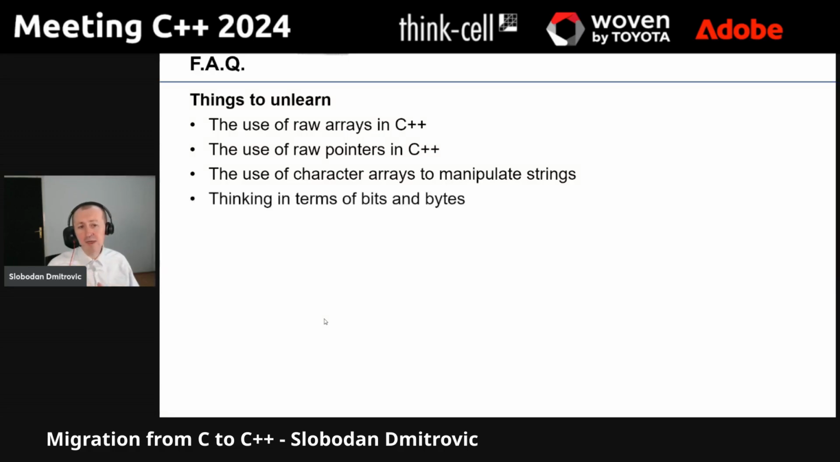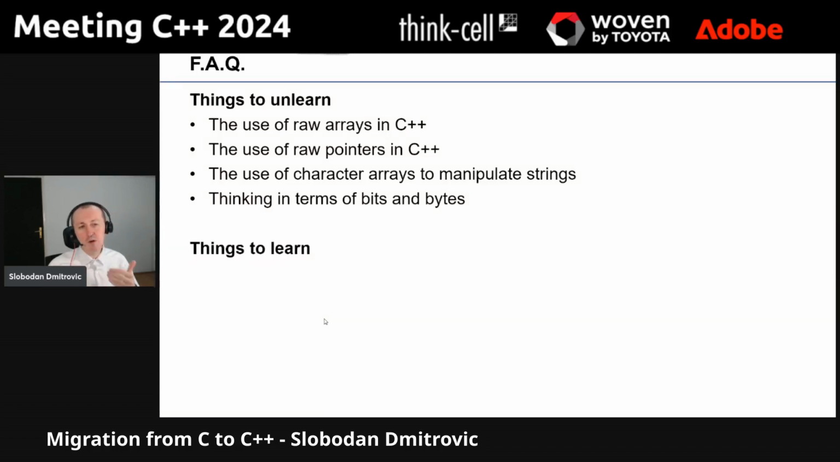Also, when we are programming in C, we like to think in terms of bits and bytes, do a lot of pointer arithmetic, and that's perfectly fine for a C scenario. But in C++, we tend to delegate this task to standard library facilities and let them do all the heavy lifting. So we tend to stay away from these things, and we are not thinking in terms of bits and bytes, but rather in terms of objects.